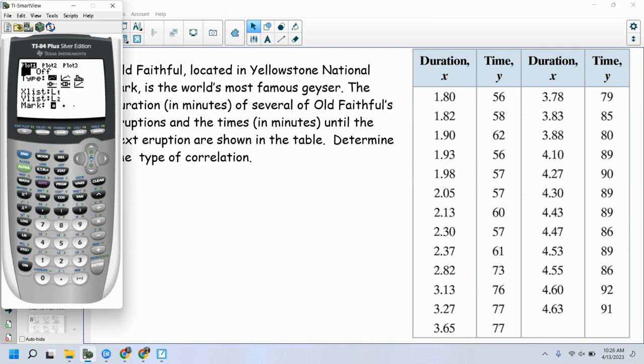So now, if I just hit graph, it's going to stay on my 10 by 10 window. Am I going to see anything on my window? No. So let's make that a little bit better. I'm going to hit zoom. And at the very bottom of my screen, zoom 9 is ZoomStat. Okay, ZoomStat. That's going to give you your scatter plot as a nice, neat graph.